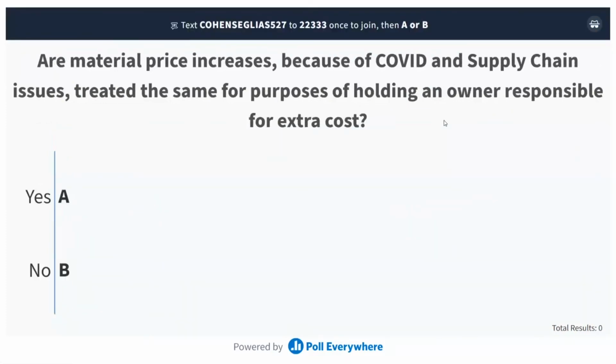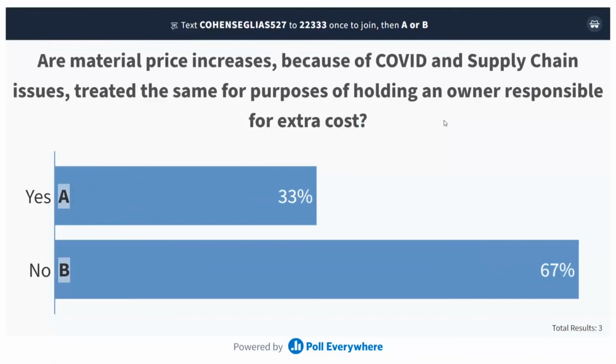So let's go to this one. Are material price increases because of COVID and supply chain issues treated the same for purposes of holding an owner responsible for extra cost? Is there any difference there? Who thinks that that's a difference?